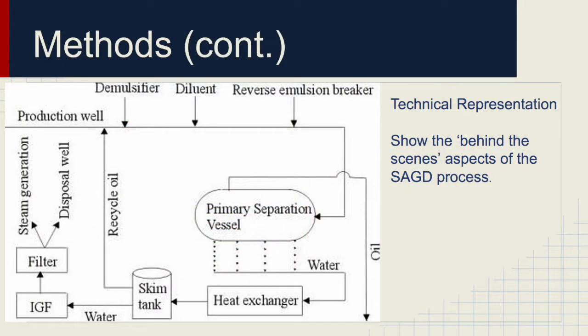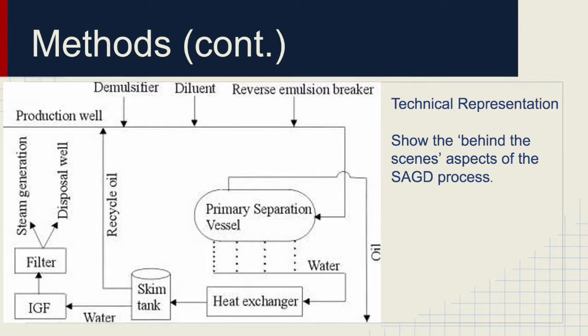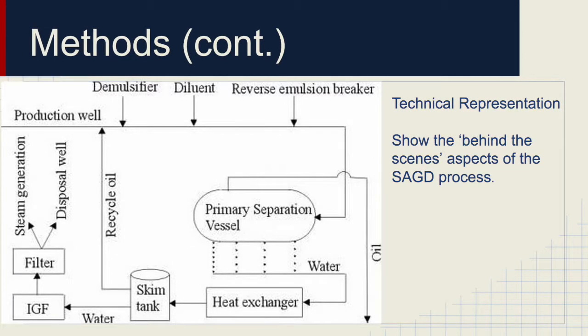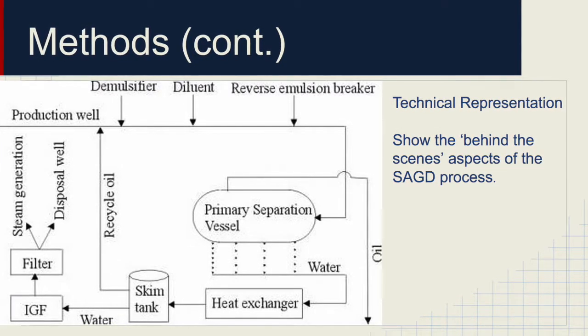This image shows the behind the scenes of SAGD oil recovery. Once the bitumen has been recovered from the formation, it has to be demulsified. This part of the process helps separate the condensed steam and the desired oil product. Without this part of the process, the saline water could cause corrosion issues during the refining process.